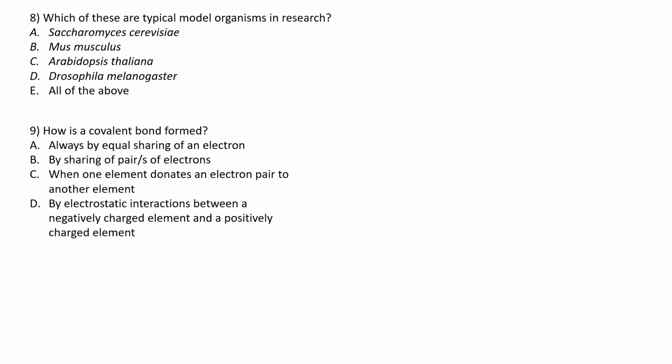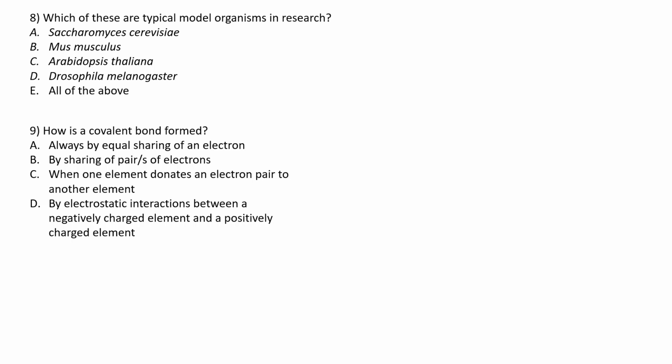Whoever is saying D is a little bit incorrect here, because electrostatic interactions are not a part of covalent bonding. Those are non-covalent interactions. C is also not correct because it's not a complete donation from one element to another. So it's B, which is sharing of a pair of electrons between two elements.